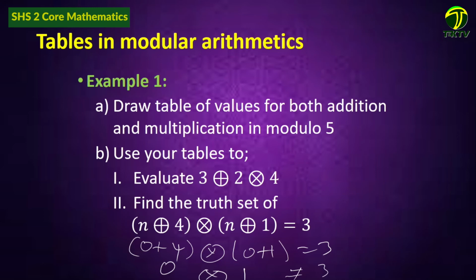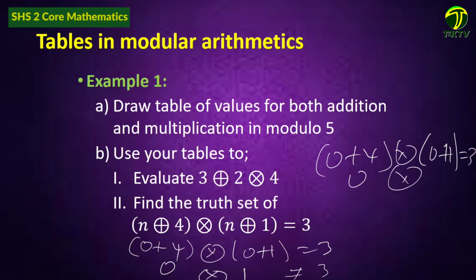Let me write it up there for you to see. Well, 0 plus 4 times 0 plus 1. Is it the same as 3? Of course, this is 0 times 1, and 0 times 1 is 0, which is not the same as the right answer, which is the 3. In this case, 0 is not an answer.